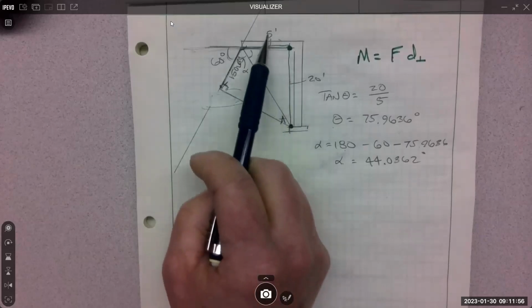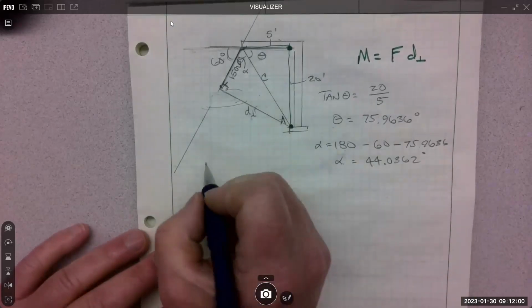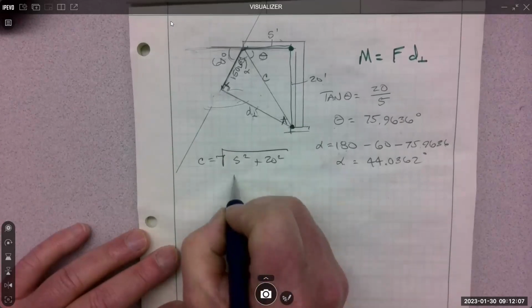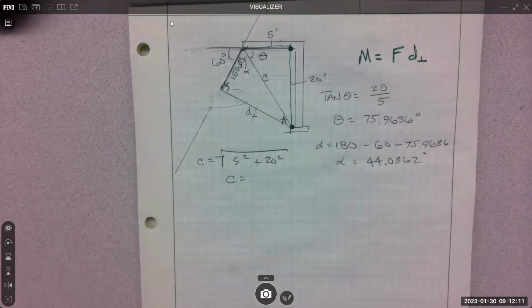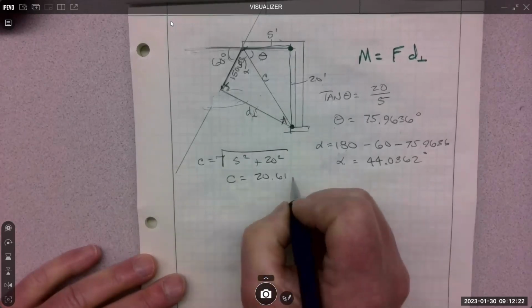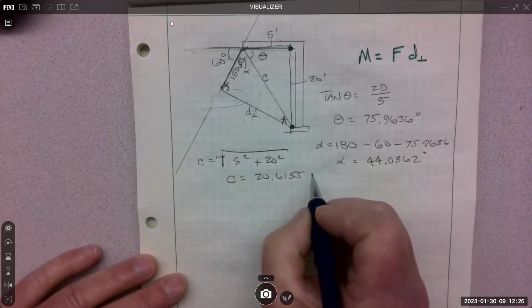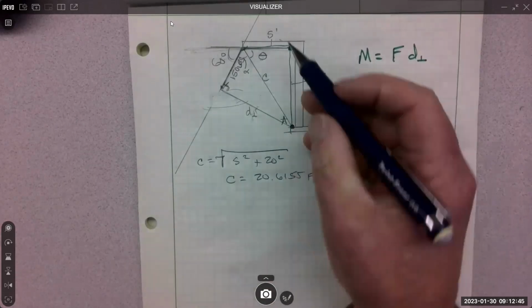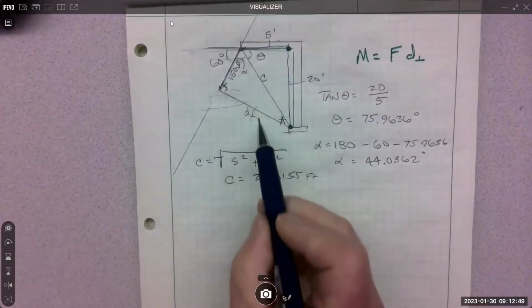Yep, Pythagorean theorem, the 20 and the 5, right? So C equals the square root of 5 squared plus 20 squared, which is 20.6155. Seems tight, but yep. All right, now we have this and our angle, and we can get this.